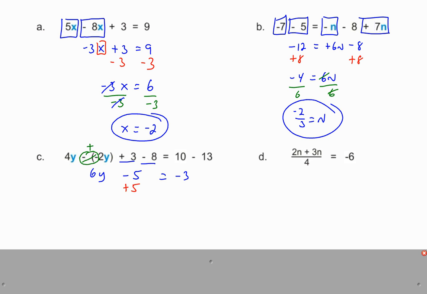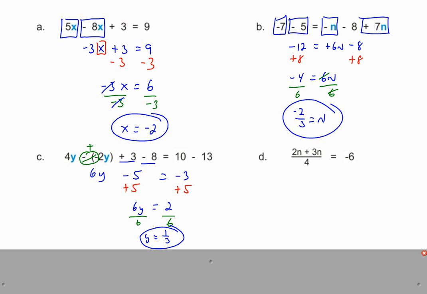Let's add a -5 to a +5 to both sides. And we now have 6y equals 2. Divide both sides by 6. And we're going to end up here at y equals 1/3. Y equals 1/3. All right, that's the idea and that's the concept.